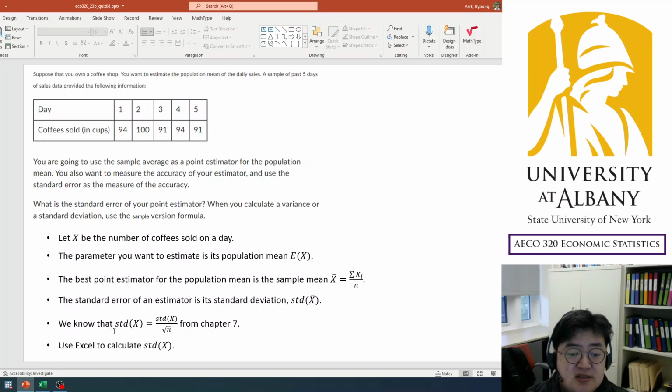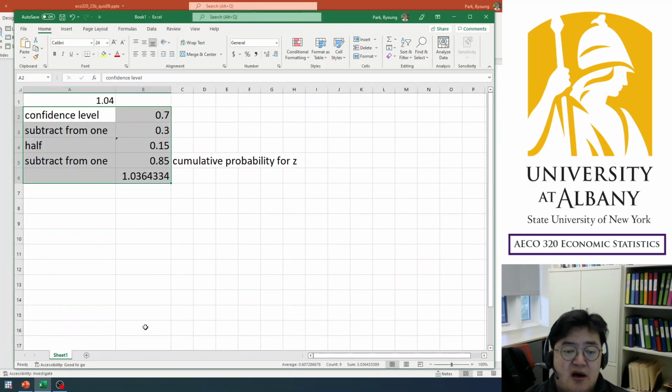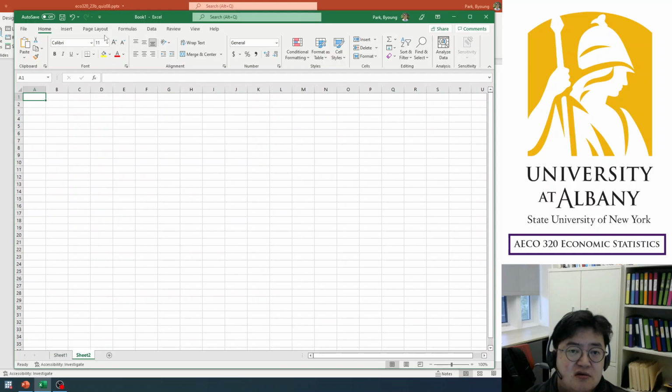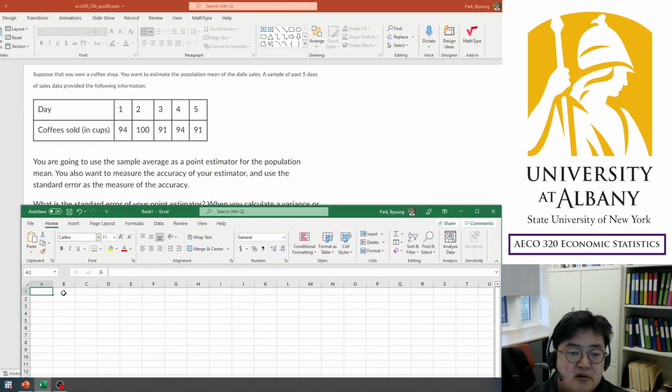And how to calculate that? We learned the standard deviation of the sample average is the standard deviation of a single outcome divided by the square root of the sample size. What we learned from chapter 7, right? And then it only remains to calculate the numerator. What is the standard deviation of these numbers? That's it. By the way, you may do it by hand, but I would recommend just using this one. Say, I will copy the numbers 94, 100, 91, 94, 91.